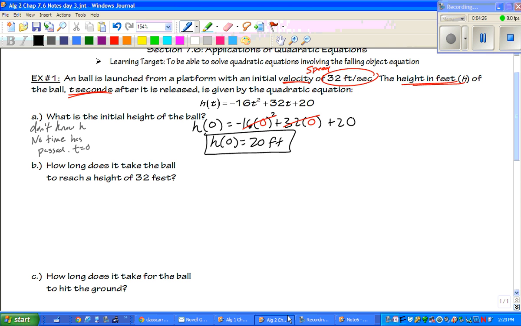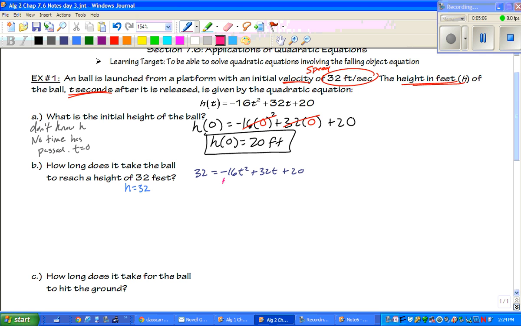Now our next question is, how long does it take for the ball to reach a height of 32 feet? What they're telling me is that h equals 32. So we have 32 equals negative 16t squared plus 32t plus 20. Our leading coefficient is negative, so we need to put everything onto the other side.